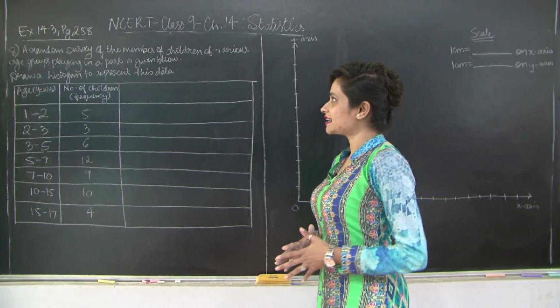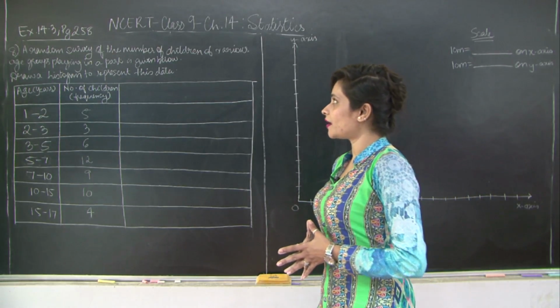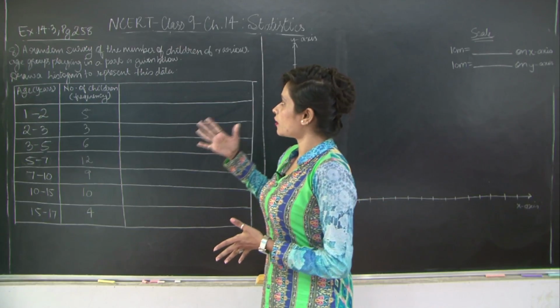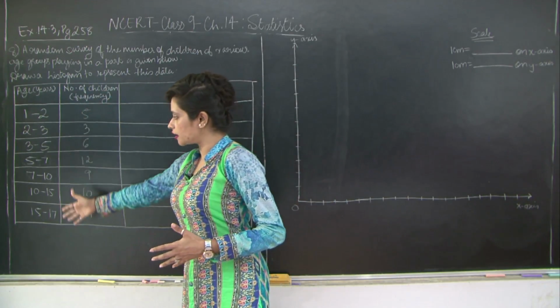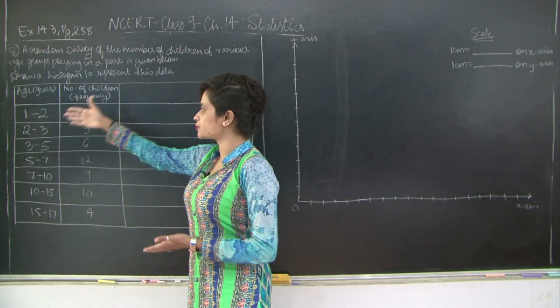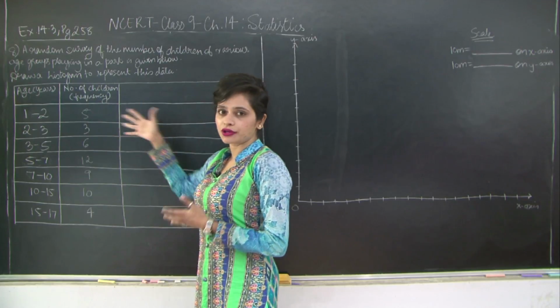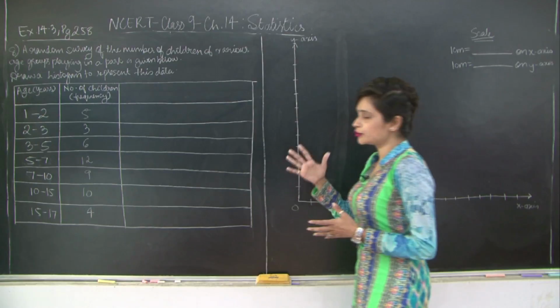So it states that a random survey of the number of children of various age groups playing in a park is given below. We need to draw a histogram to represent this data. So we have the age, the class intervals of the age groups, so from 1 to 2 years, 2 to 3 years, and their corresponding frequency. Now we need to draw a histogram using this data.